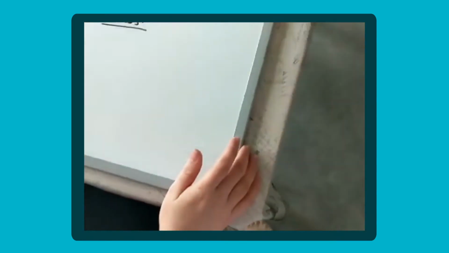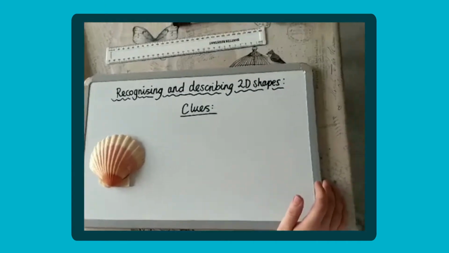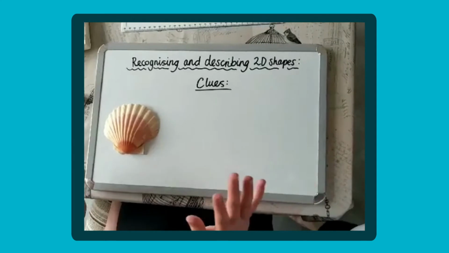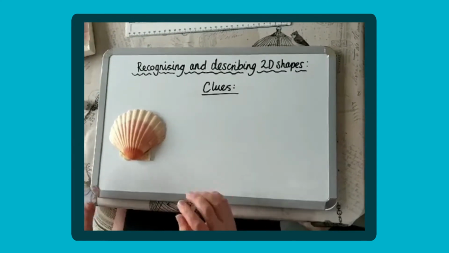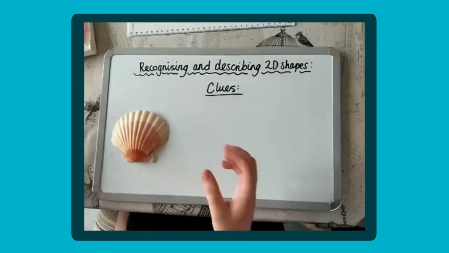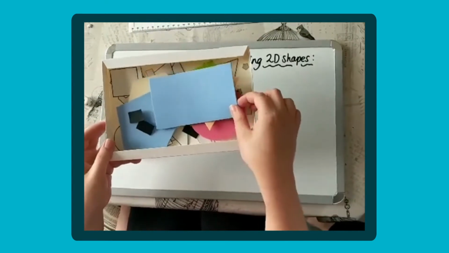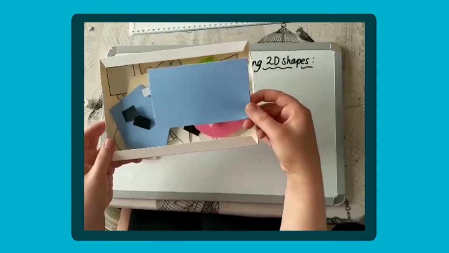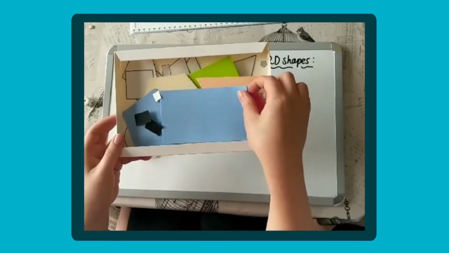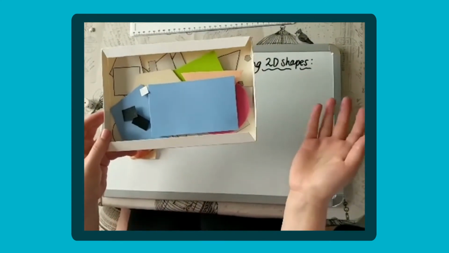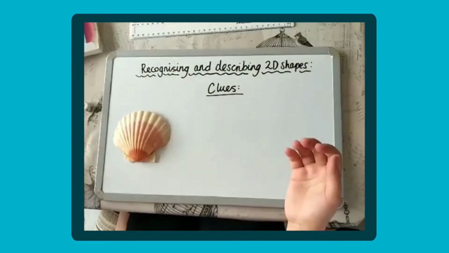So, to recognise and describe 2D shapes, I have called this activity Secret Shapes Under a Shell. It doesn't have to be a shell. It can be any large object that can cover a 2D shape. Now, I want to show you this box, which has a mixture of 2D shapes. Some are made from foam, some have been printed out from the computer. I'm going to use a variety today, just like you could, or you could use plastic 2D shapes if you happen to have some at home too.